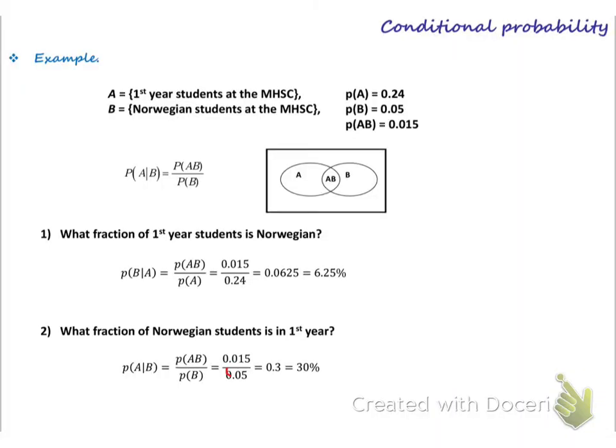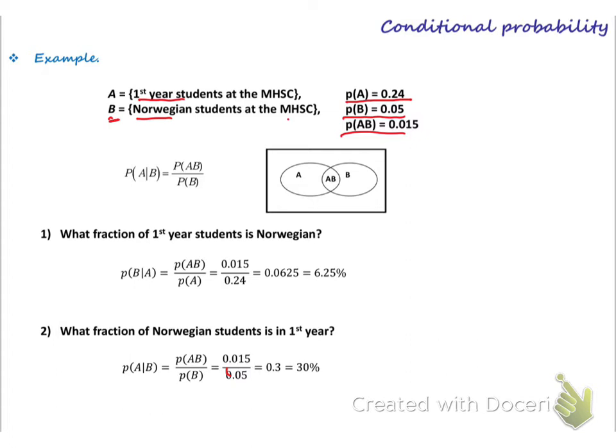In this example, we have given two sets by description. It's not by numbers, not 1, 2, 3, 4, 3, 5, 7, or 11, 13, not by elements. We have given by description. So the set A is the first year students at MHSC, and the set B is the Norwegian students at the same university or school. And these are the probability of A of being first year students, and this is the probability of being Norwegian, and this is the probability of the intersection.